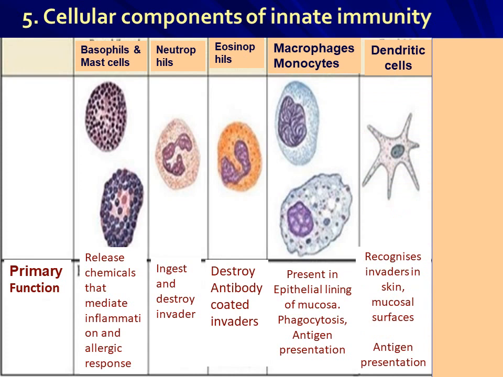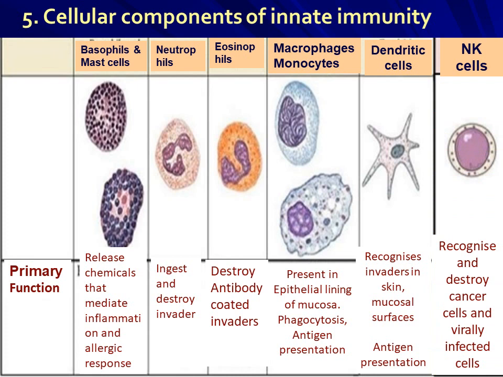Dendritic cells recognize the microbes in skin and mucosal surfaces, and they also act as antigen presenting cells to the T lymphocytes to kill them by T lymphocyte activity. And NK cells recognize and destroy cancer cells and also the virally infected cells. And like this, the varieties of cells like basophils, mast cells, neutrophils, eosinophils, macrophages, monocytes, dendritic cells, NK cells, all are present in the body naturally.